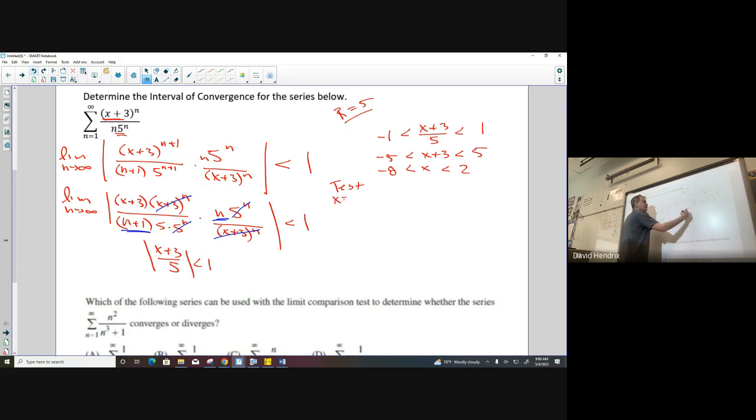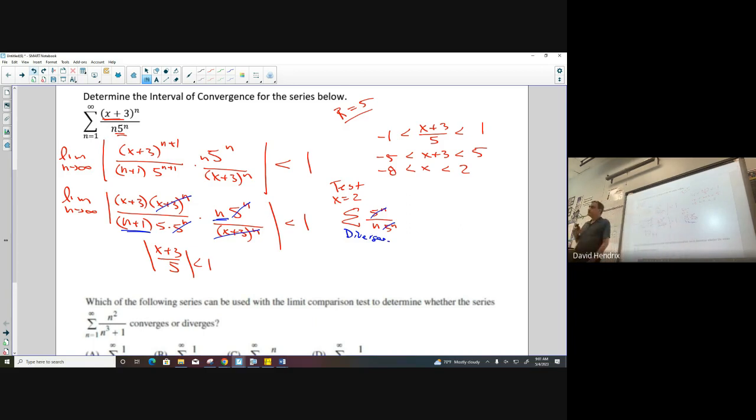And so I'm going to test x equals 2 first, because I think that's the easier one to test. When I plug x equals 2 into the original series, I'm going to end up getting 5 to the n over n times 5 to the n, which these would cancel out, and we'd have 1 over n, which diverges, right? It's a diverging p-series.